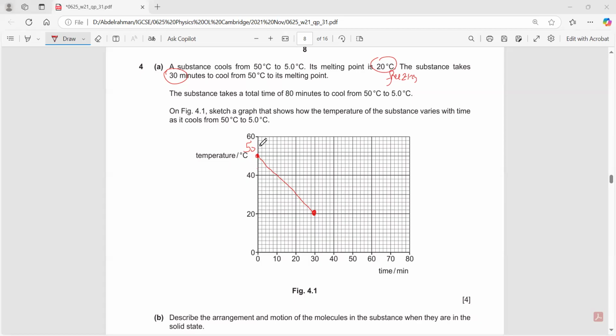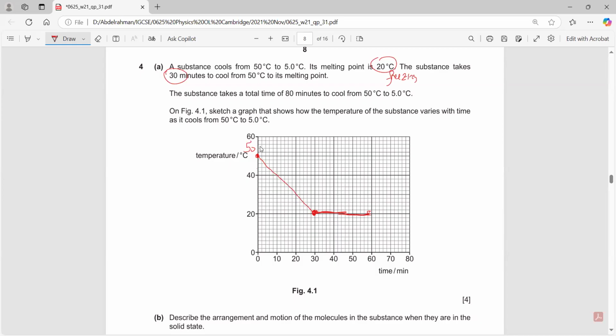He didn't specify what was the time taken for the substance to freeze. What time should I draw it? You need to draw a horizontal line which indicates that this substance is freezing. For how long? 10 minutes, 20, 30, 40 minutes, whatever. You just need to draw a horizontal line.